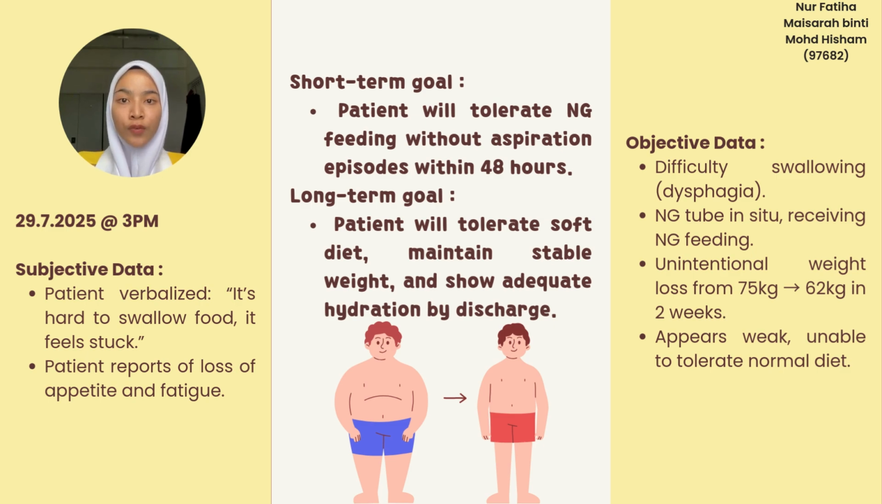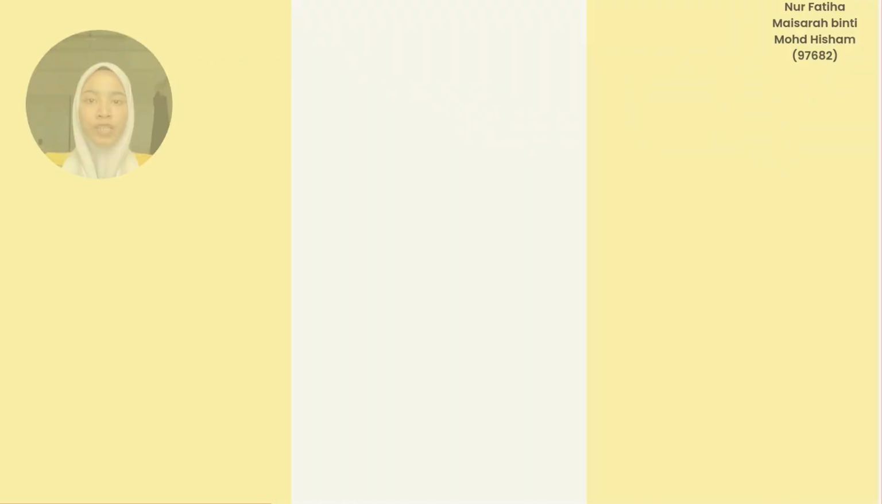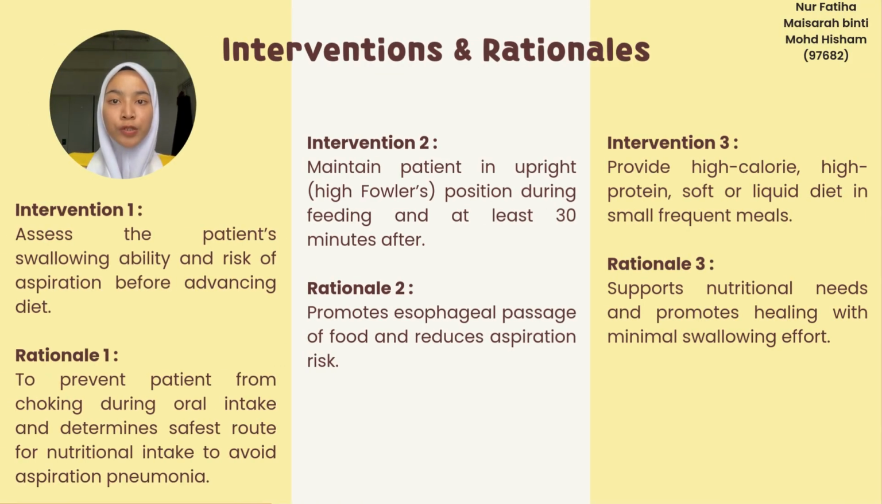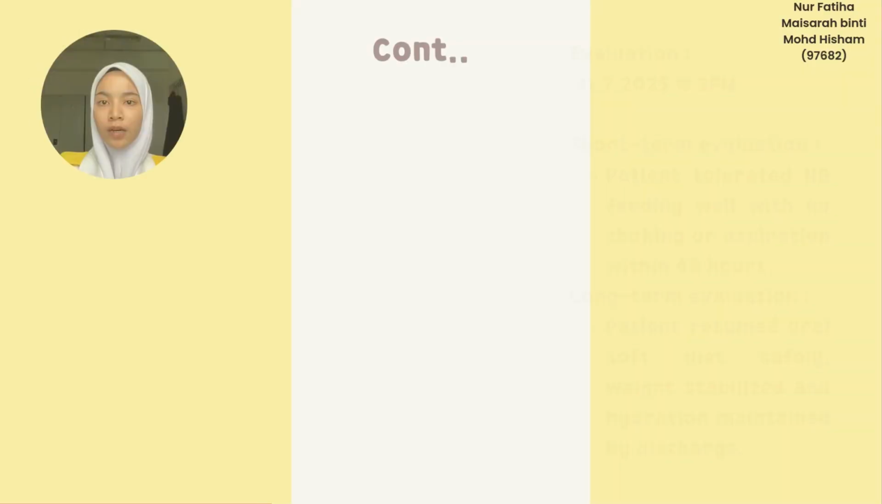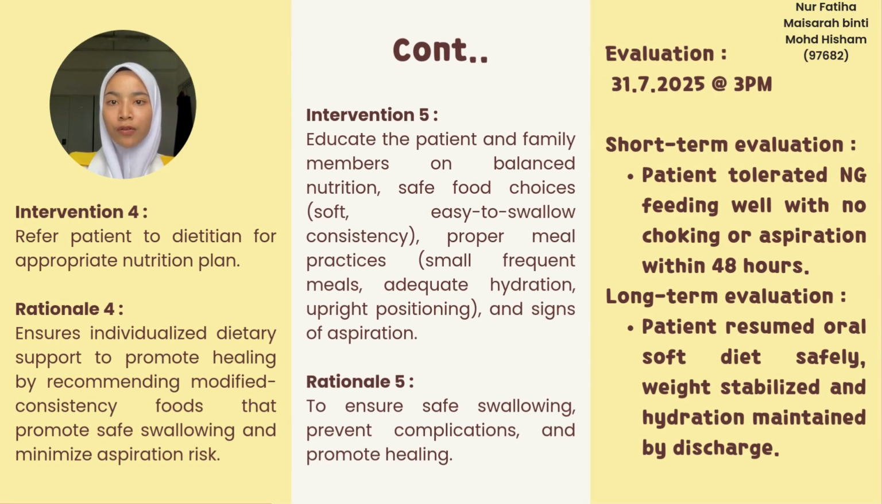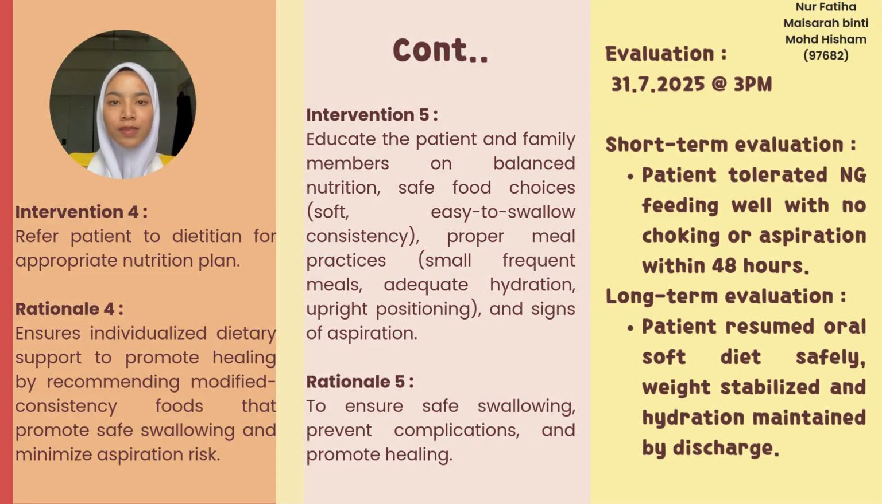The short-term goal was for him to tolerate NG feeding safely, and the long-term goal was to resume a soft oral diet and maintain weight. Interventions included assessing swallowing ability to prevent aspiration, maintaining an upright position during and after feeding to reduce aspiration risk, providing a high-calorie, high-protein, soft diet to promote healing, referring to a dietitian for individualized planning, and educating the patient and family on safe swallowing practices. Evaluation showed he tolerated NG feeding without aspiration and later resumed oral intake with stable weight.